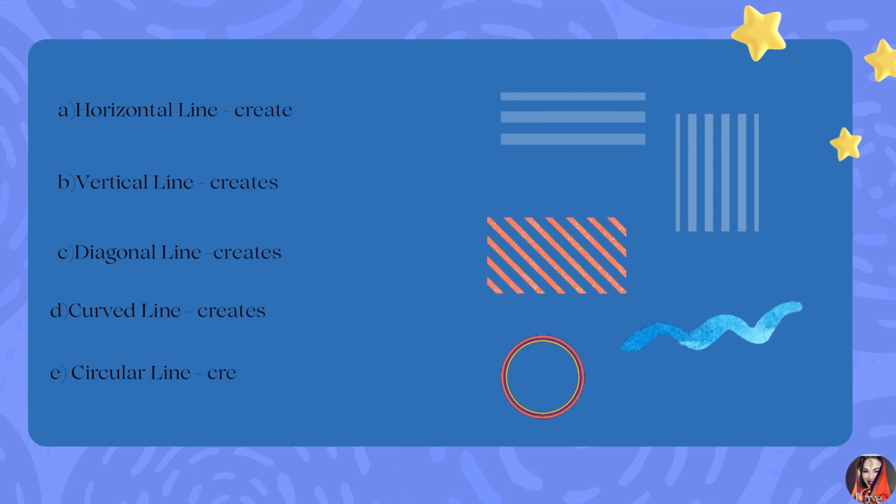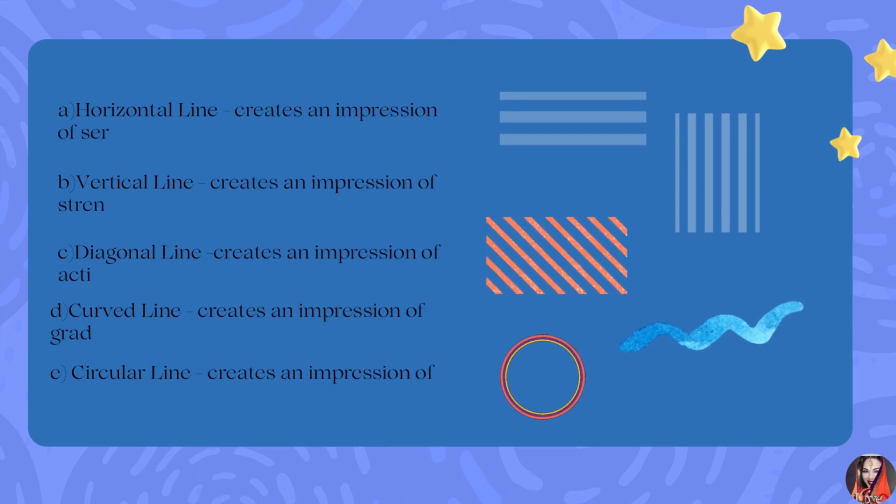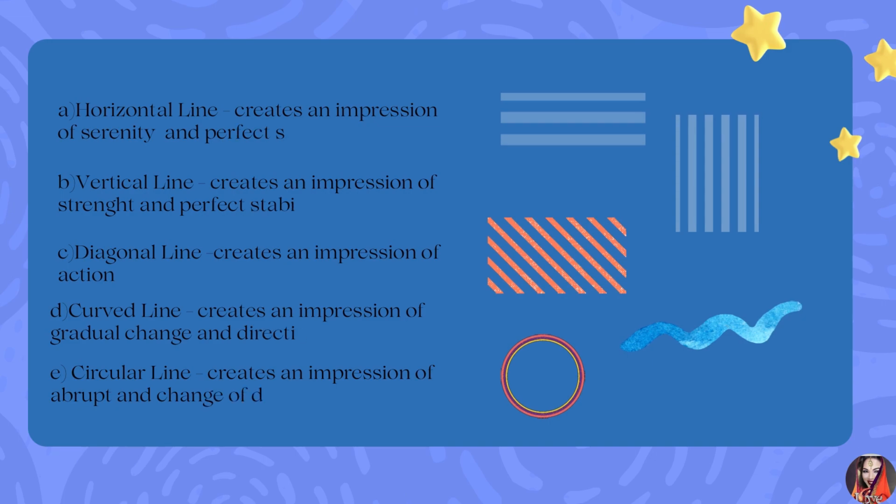Different characteristics of lines may convey different meanings. Letter A, a horizontal line creates an impression of serenity and perfect stability. Letter B, which is a vertical line, creates an impression of strength and perfect stability. Letter C is a diagonal line, which creates an impression of action. A curved line creates an impression of gradual change of direction. Circular lines create an impression of abrupt change of direction.